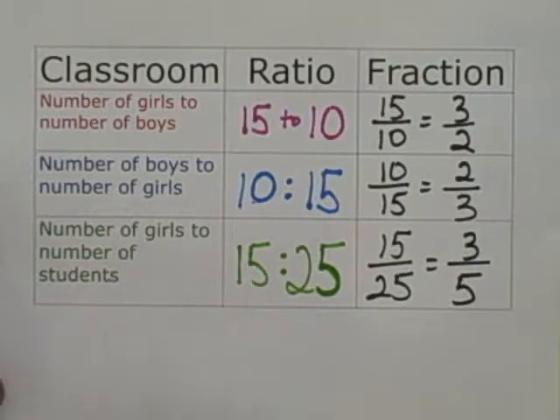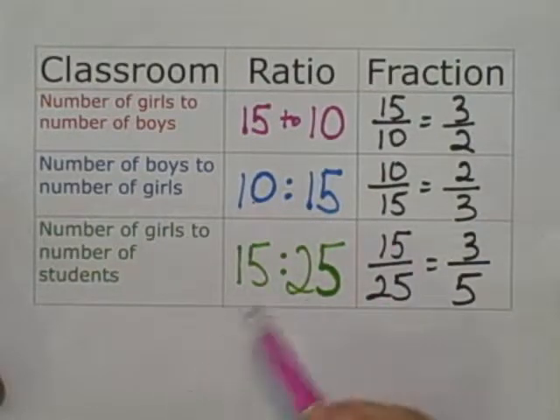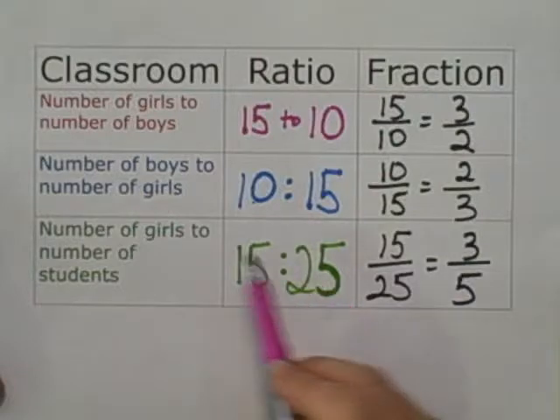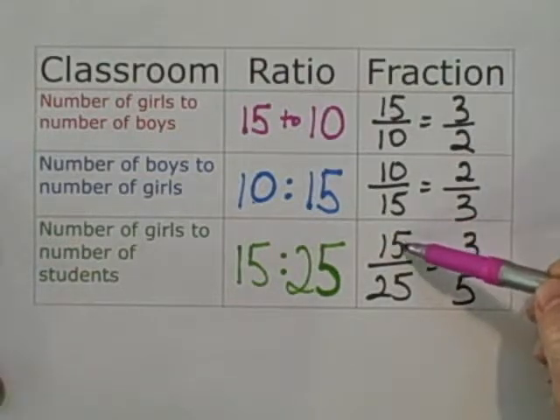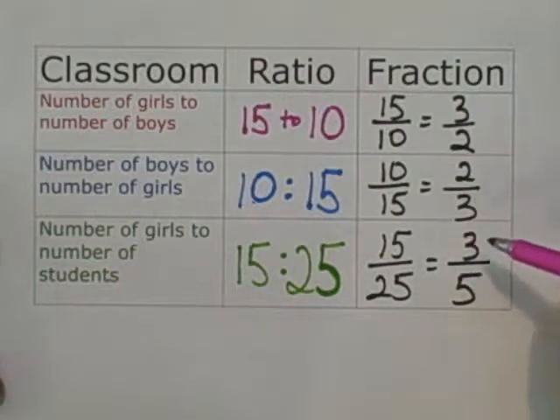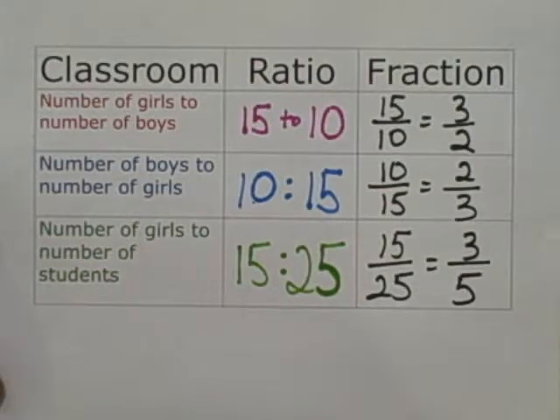In this third one here, the same classroom, it asks about the number of girls to the total number of students. Well, if there's 10 boys and 15 girls, we add that up and we have a total of 25. And there were 15 girls, so the ratio is 15 to 25. We write it as a fraction, 15 over 25, and again we reduce that and it becomes a fraction of 3 over 5. So in this classroom, the ratio of girls to the total number of students would be 3 to 5.